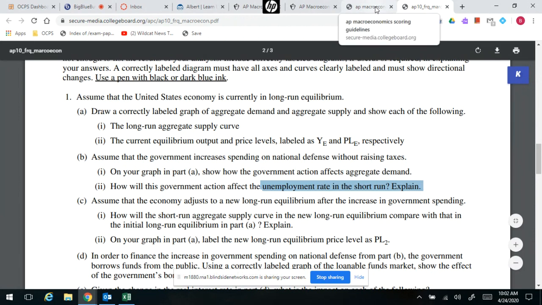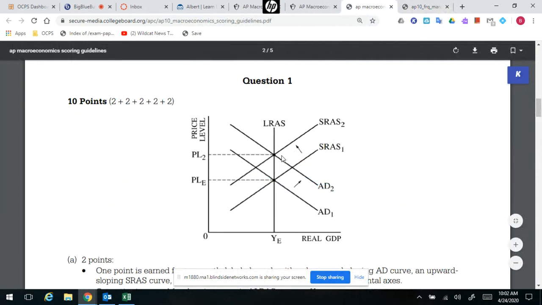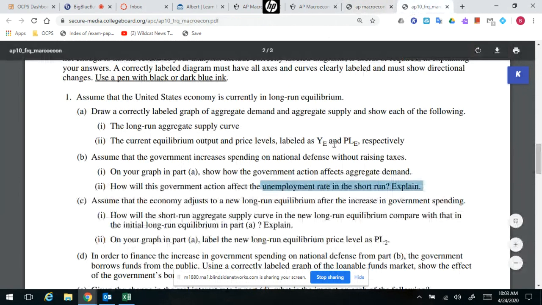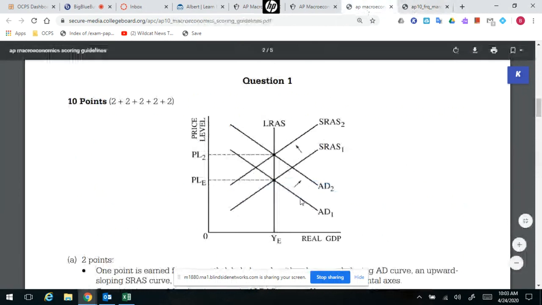So let's take a look at a scoring guideline here. AD1 and short-run aggregate supply 1 is where we started off. That's the equilibrium positioning here. So you could have a YF if you wanted to. Actually, I think they told you to put, yeah, it said YE, sorry. They said YE and PLE. So you've got to do that, YE, PLE. So that's our equilibrium positioning here. And then for part B, we're going to increase aggregate demand out here, an increase of government spending.